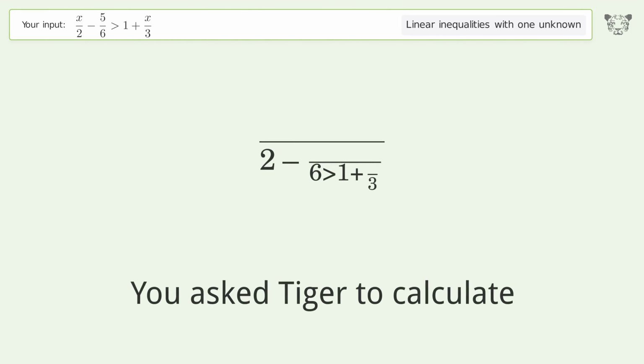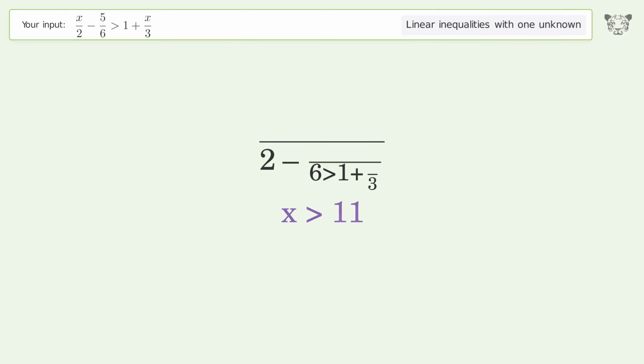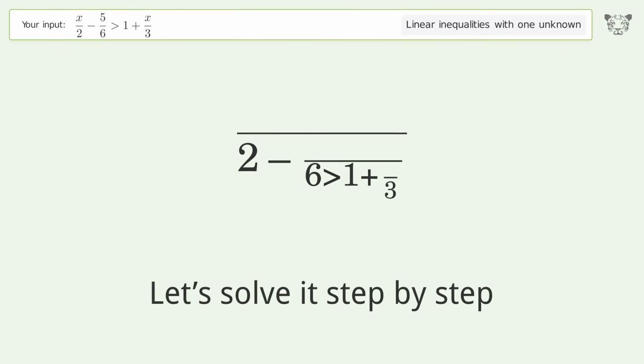You ask Tiger to calculate. This deals with linear inequalities with one unknown. The final result is x greater than 11. Let's solve it step by step.